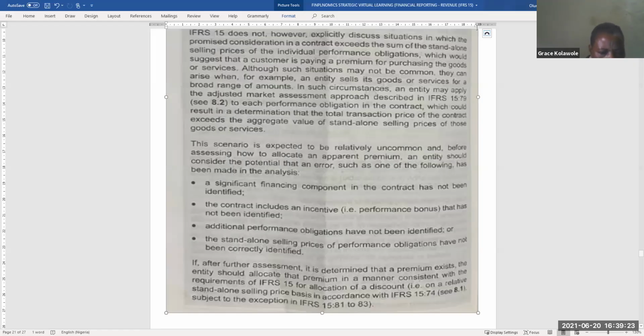If, after further assessment, it is determined that a premium exists, the entity should allocate the premium in a manner consistent with the requirements of IFRS 15 for allocation of a discount, that is, on a relative standalone selling price basis in accordance with IFRS 15, paragraph 74. See 8.1, subject to the exception in IFRS 15, paragraphs 81 to 83.